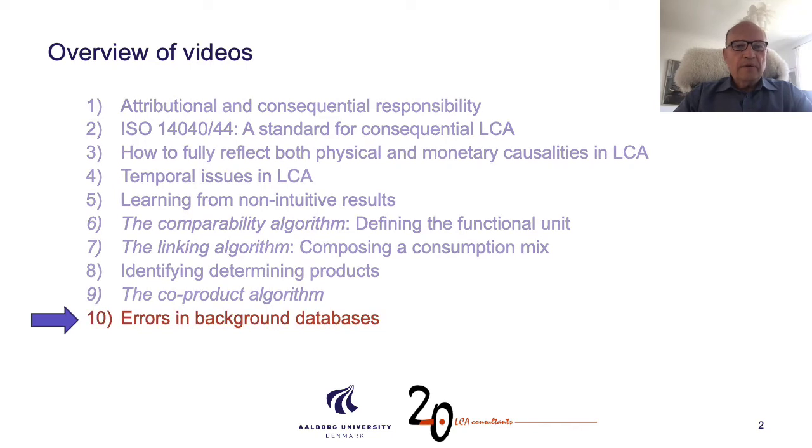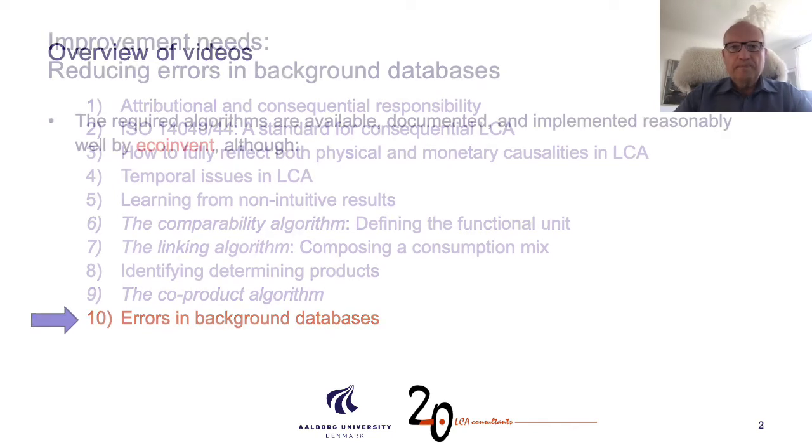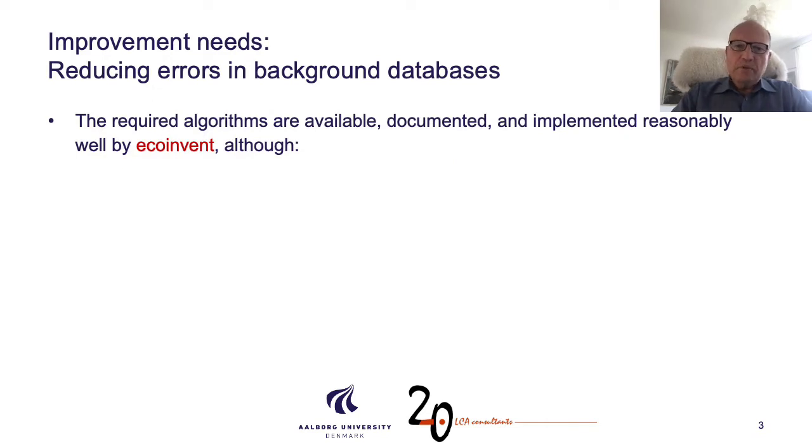This video is about errors in the background databases. I will be talking about the improvement needs for reducing the errors in the background databases, especially Ecoinvent, where the required consequential algorithms are available and documented and reasonably well implemented.